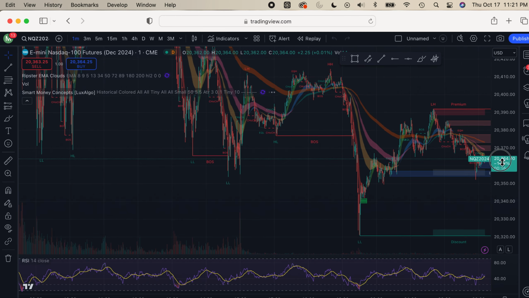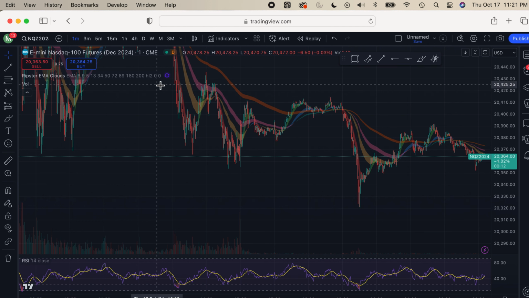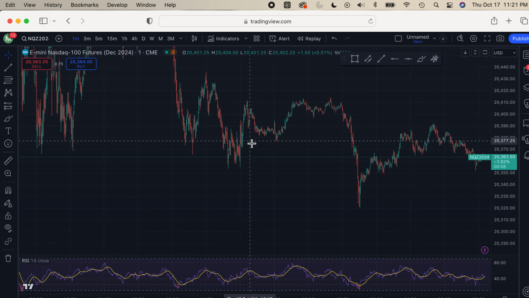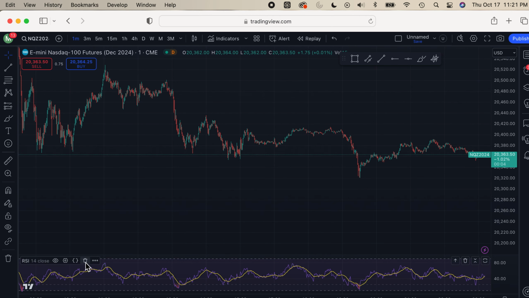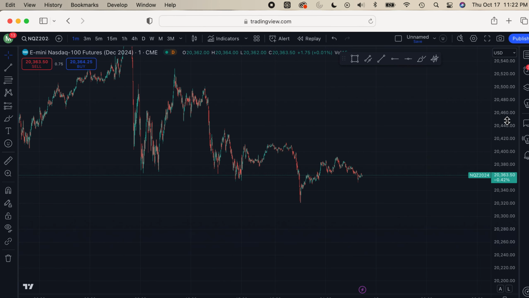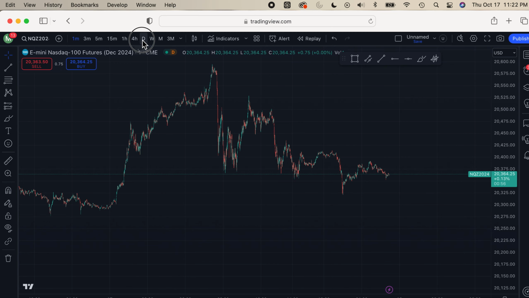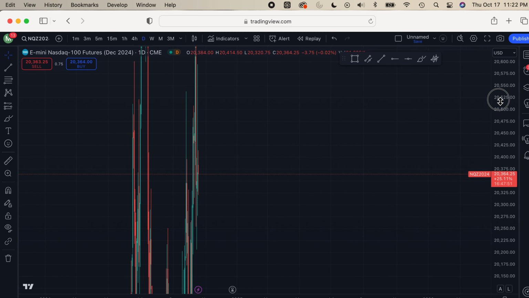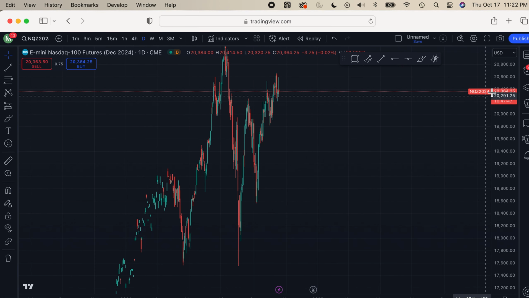Let's take a look at something. We don't need any of that stuff on here. We don't need RSI. Okay, you ready for this? NASDAQ.